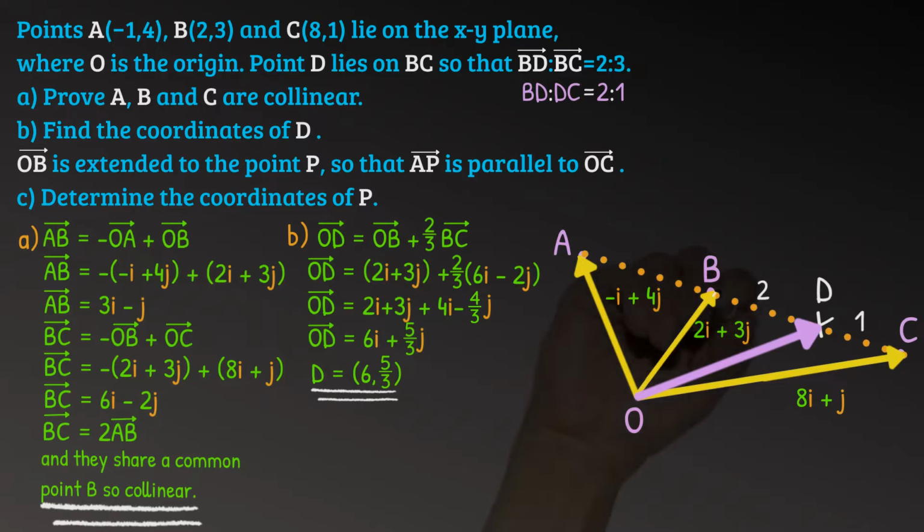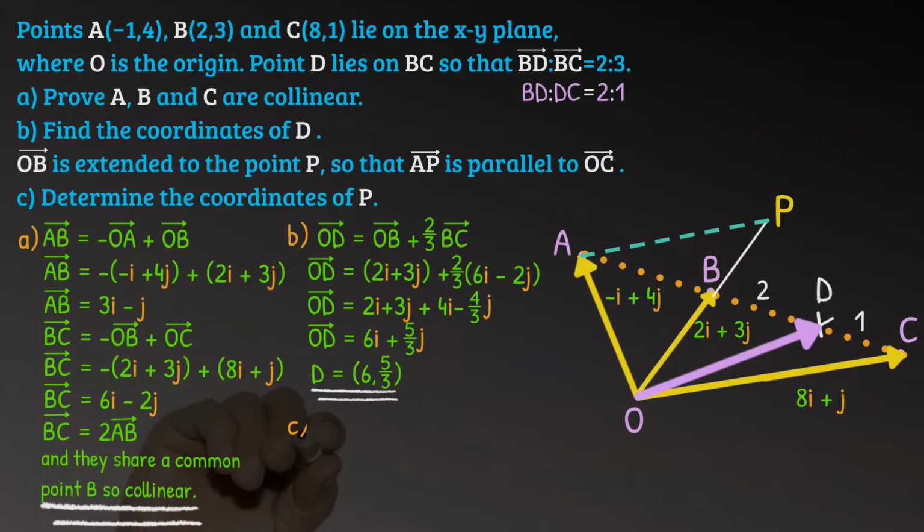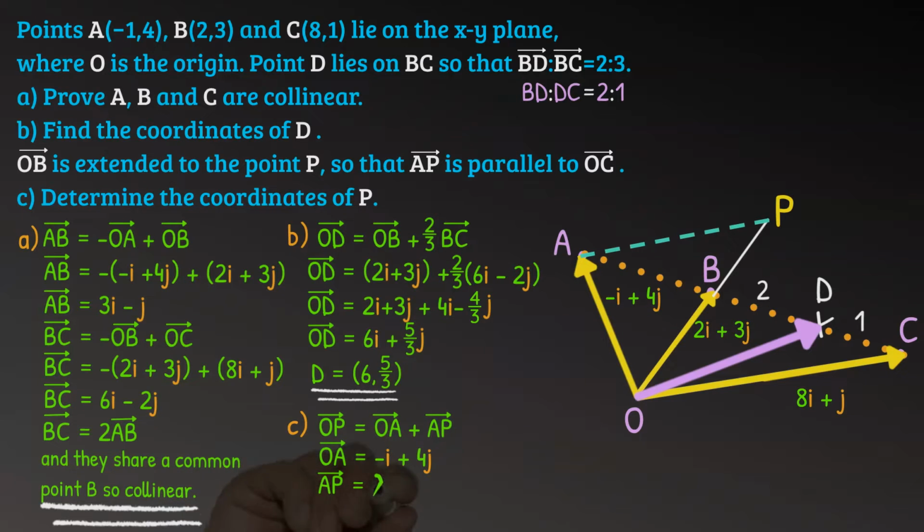We're then told that OB is extended to point P so that AP is parallel to OC, and we're asked to find P's coordinates. Now OP is going to be equal to OA plus AP, and we know OA, but we don't know AP. However, we do know that AP is parallel to OC. So we know that AP is equal to some value times OC. So it's a scalar multiple of OC.